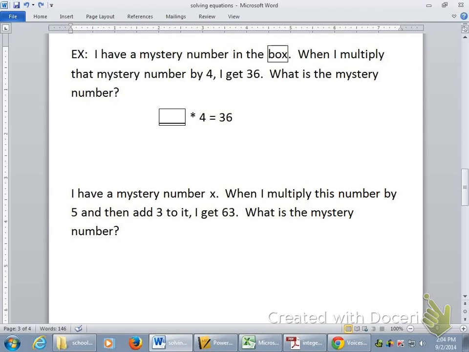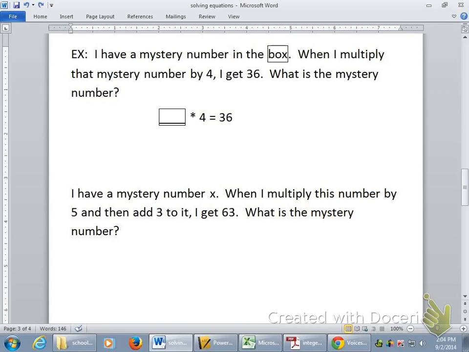Okay, so I have some mystery number in a box. I reach up into the cabinet. I pull out a box that has a number in it. Now last time I pulled out a 27. This time I don't know what's in the box. But I do know that somebody else has already customized this box. Somebody else has already taken this box and multiplied that box by 4. And when they did, they got 36. So it's my job to figure out what number was in the box.